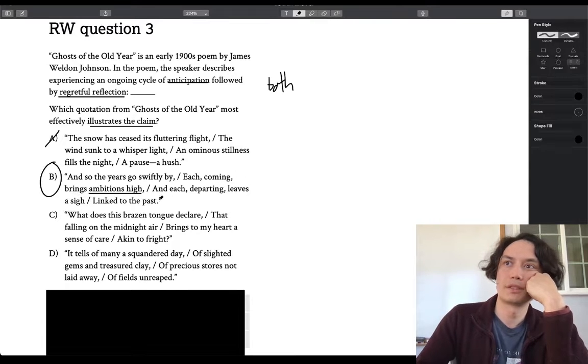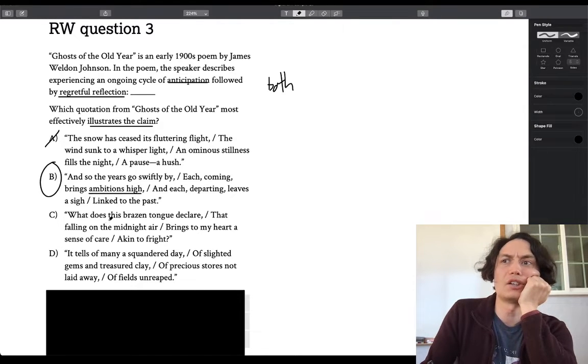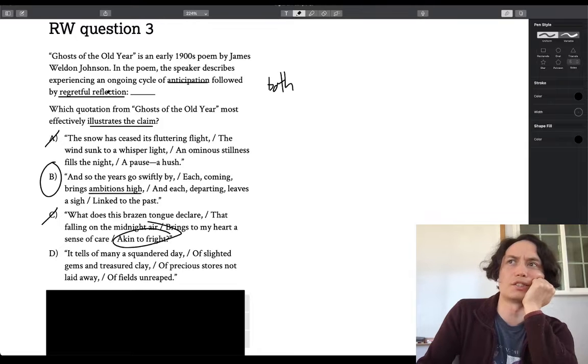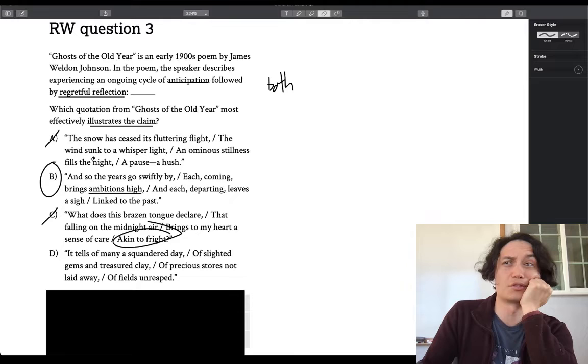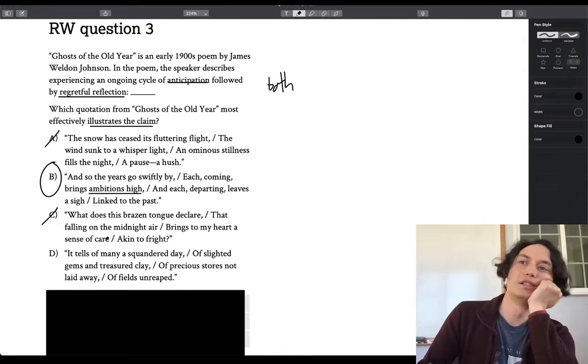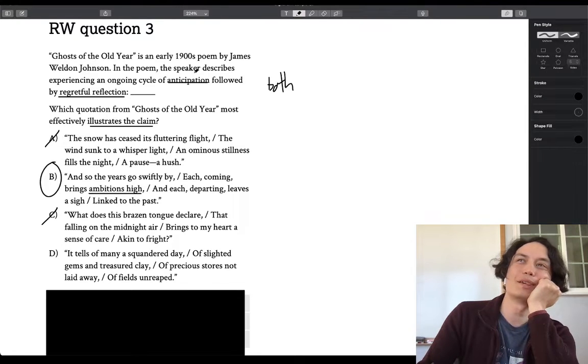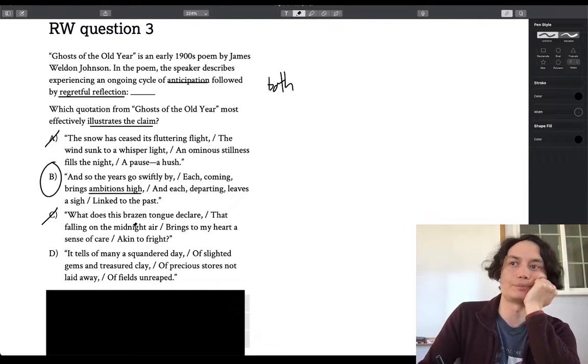Right. Okay. What does this brazen tongue declare that falling on the midnight air brings to my heart a sense of care akin to fright? This maybe touches on reflection, like a little bit. Sorry, regret, a little bit. Like fright is regret, but it's not even close to that, and it certainly doesn't hit both. Or maybe we're anticipating the thing. I don't know. That's as close as I can get in terms of arguing for it.